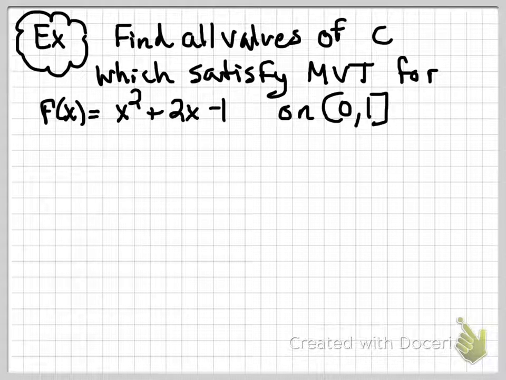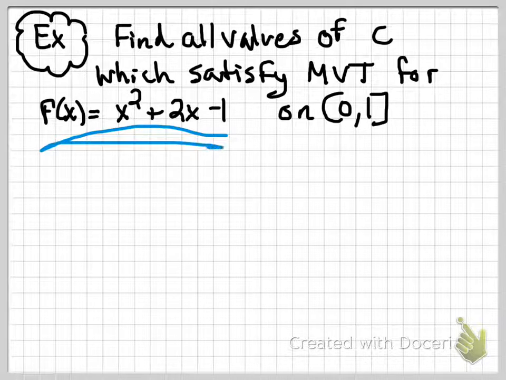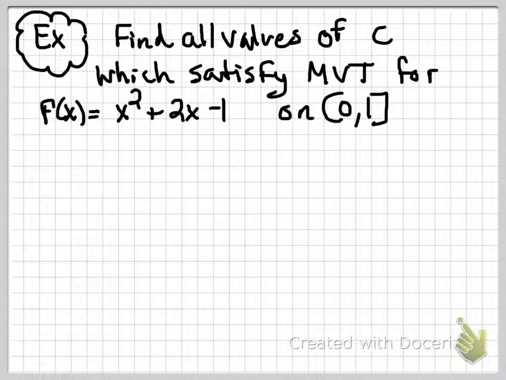So, you try one. Pause the video and give this a try. Find all values of c which satisfy MVT for f of x equals x squared plus 2x minus 1 on 0 to 1. You try it. See if you can get it right.